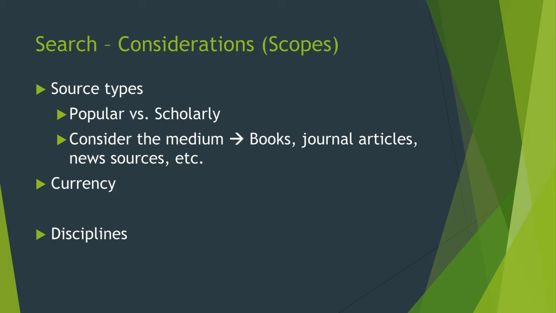Also consider the medium. So you might have a topic that really lends itself to book publication rather than journal articles. But books, journal articles, news sources are all going to be mediums to consider, and that will help inform where you're searching and how you're searching as well. Also think about the currency of your topic. Do you need sources that will give you a historical perspective, or do you need sources that are happening right now? Probably both, depending on your topic. And currency will also help inform how you search and what limiters you might put on your results. And we'll look at that in more detail when we get into the databases.